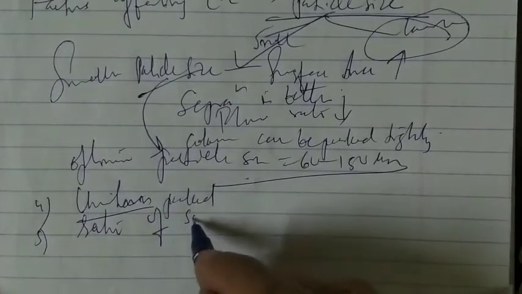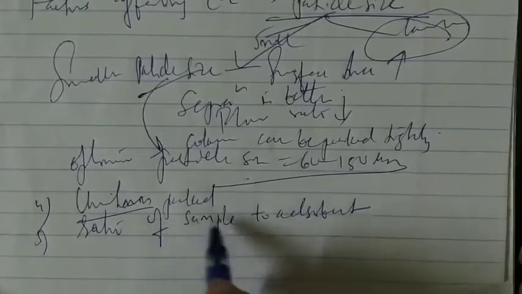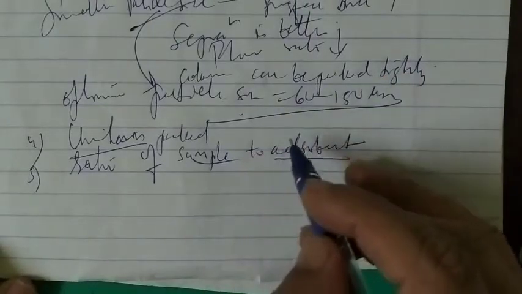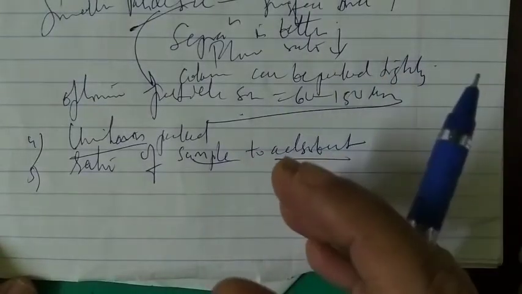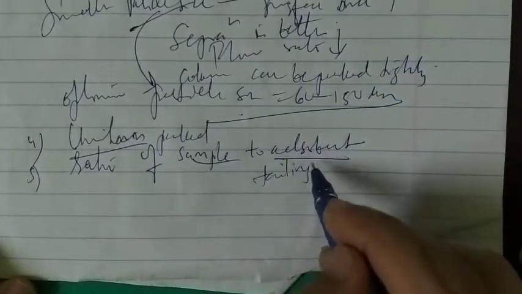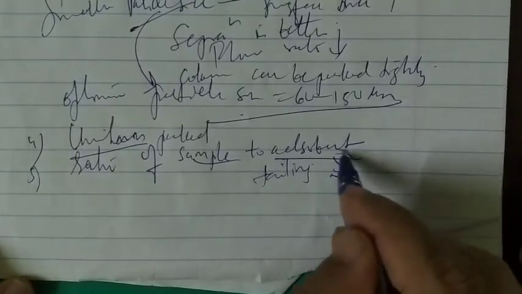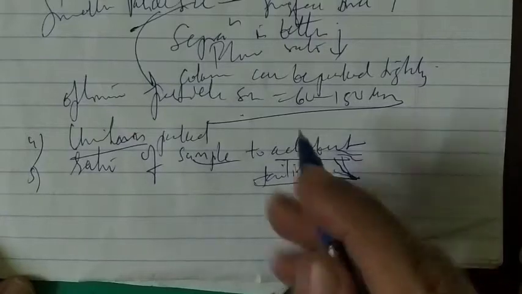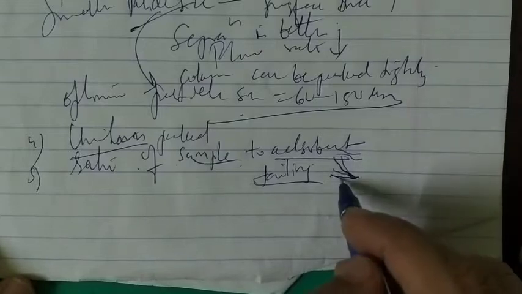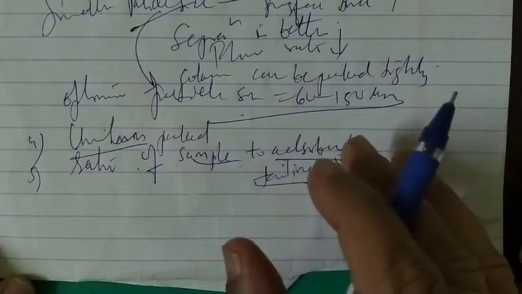The next factor is the ratio of sample to adsorbent. This is also very important. This should also be proper, otherwise, due to less available surface, tailing may take place. Tailing means the bands may lag behind, the separation will lag behind like this. So proper separation will not happen because of the poor ratio of sample to adsorbent. Because of tailing, some mixing will be there, so ultimately you are not going to separate the components easily or very nicely.